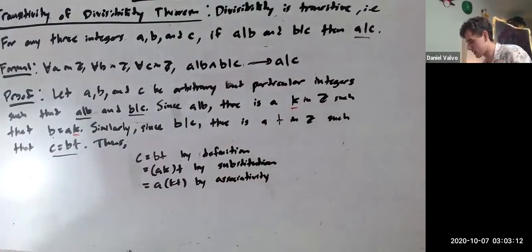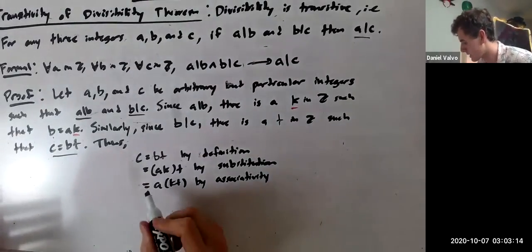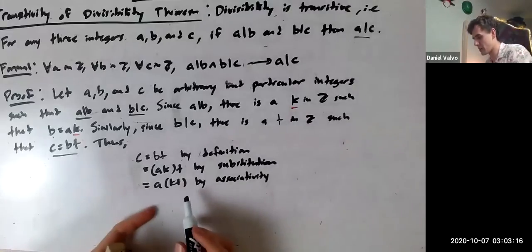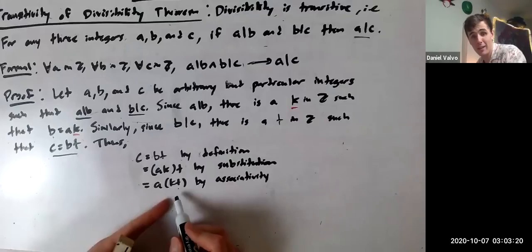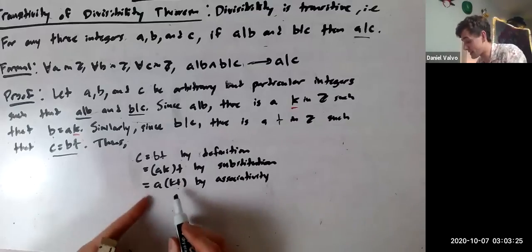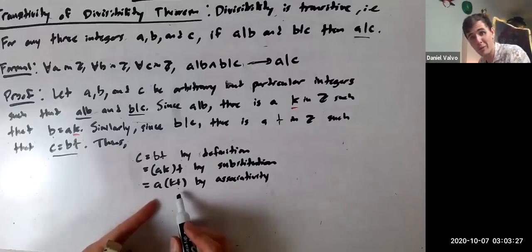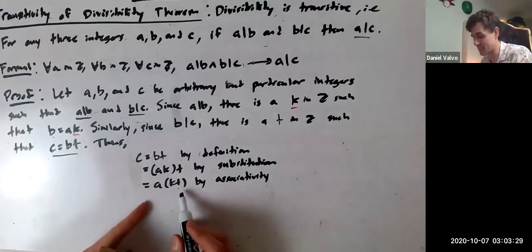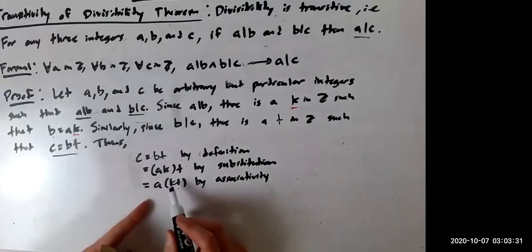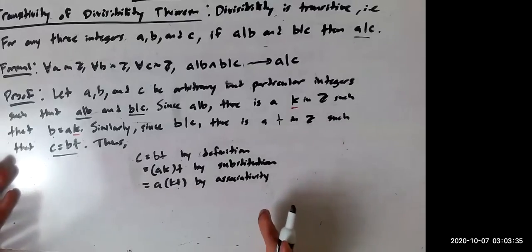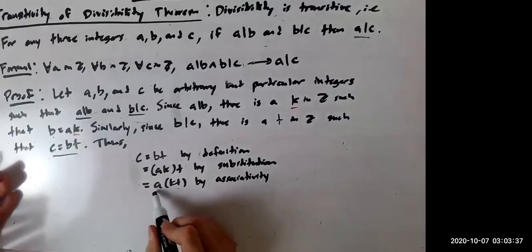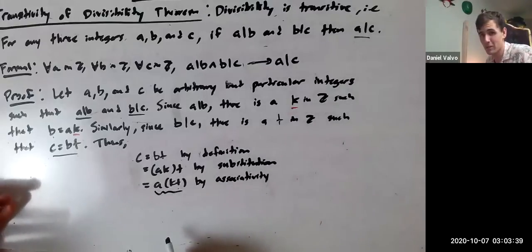That's very important. And then once we have that, that's kind of all we need. So now we've written c as a times kt, meaning that we've proven that a will divide c if what? We need one thing. We need to prove one last thing. kt is in the integers because, right, they're closed under multiplication.